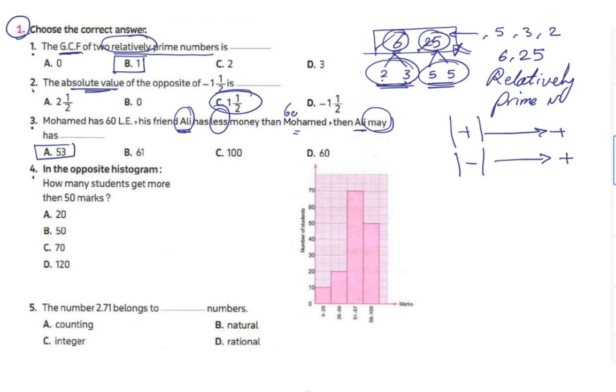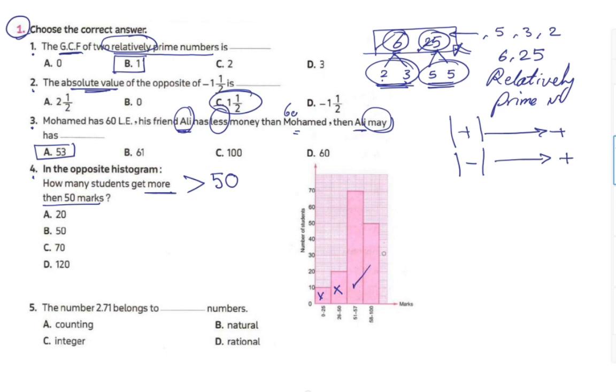Point number 4, in the opposite histogram, how many students get more than 50 degrees? More than 50. If you look here, we have 4 intervals. The first one, 0 to 25, 26 to 50, 51 to 57, 58 to 100. I need numbers greater than 50. So 0 to 25, no. 26 to 50, there is no equals here, so 50, no. But 51 is greater than 50.